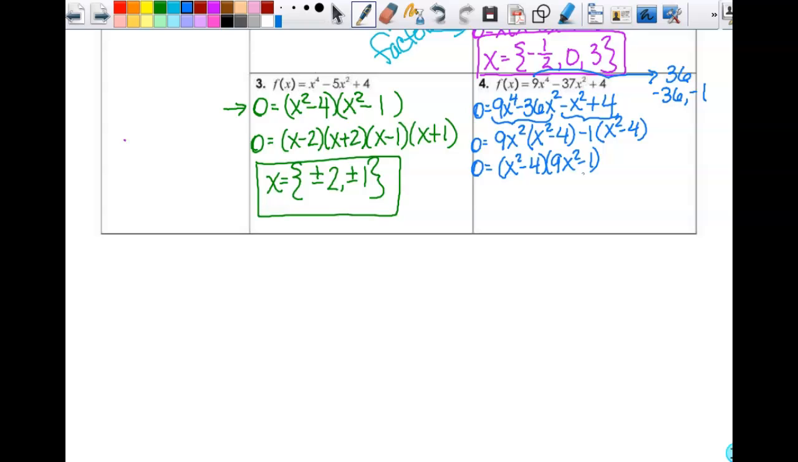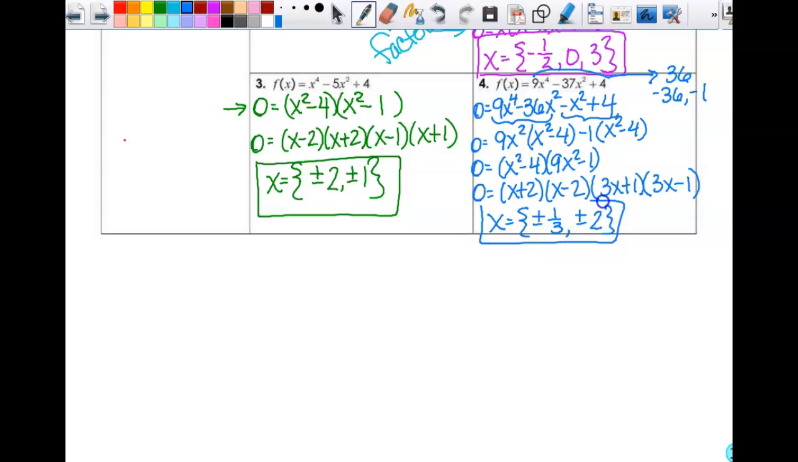Can I factor that more? Yes, I have 2 sets of difference of squares again. So 0 equals x plus 2 times x minus 2, and then 3x plus 1 times 3x minus 1. That is fully factored. And then my zeros, I'm going to do plus or minus again. So we'll do plus or minus 1/3 and plus or minus 2. What questions do you have?